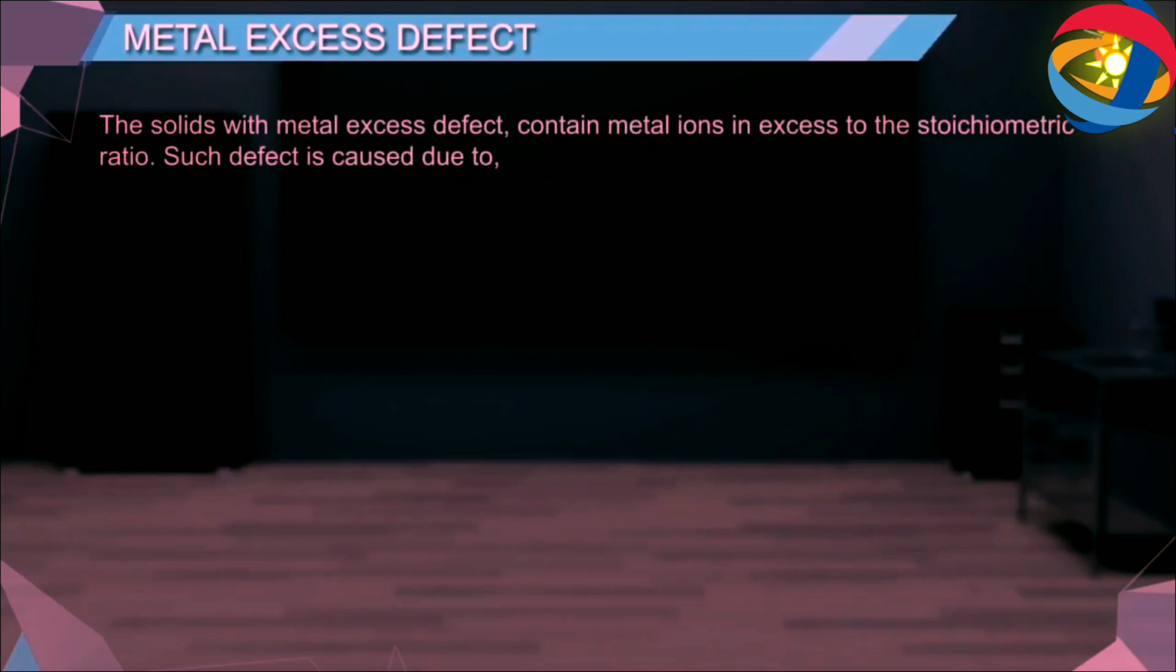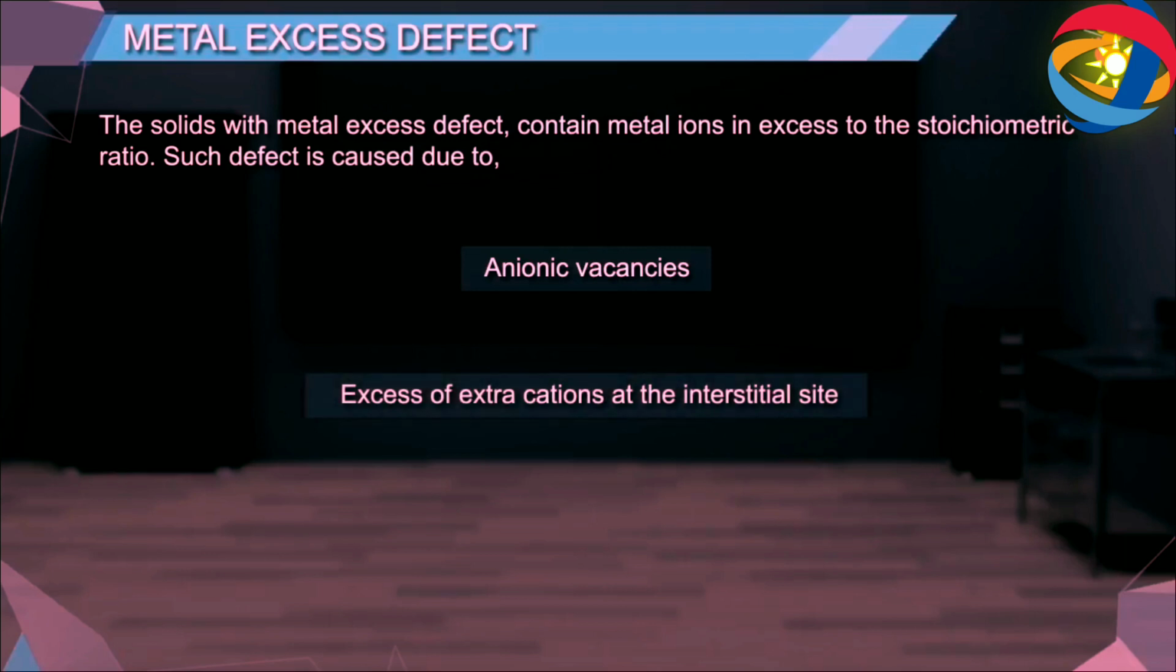Metal excess defect. The solids with metal excess defect contain metal ions in excess of the stoichiometric ratio. Such a defect is caused due to anionic vacancies or extra cations at interstitial sites.